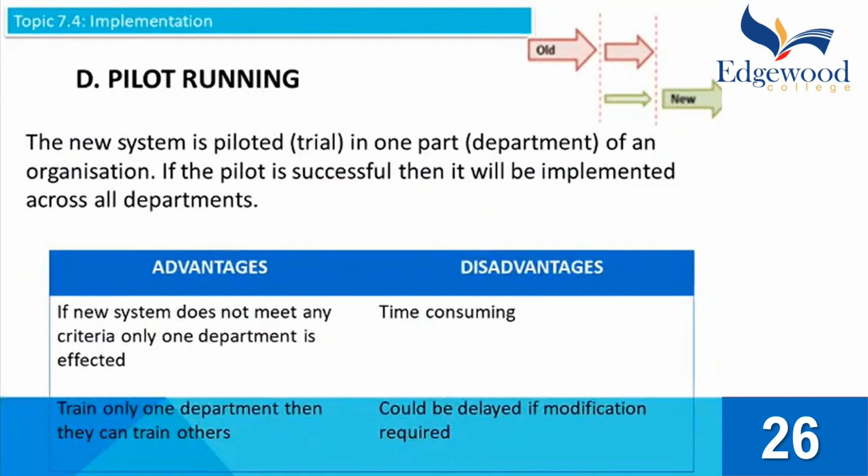For organizations that have branches, it is a very, very easy method because you could just do it in one branch, and then you can get those staff to train other people. The disadvantage could be that it is time consuming. And it is time consuming because you get to train not just one department, but data in that department also is entered. The data also, if there's any issue in that particular department, then there's not going to be any form of operation. So it is actually time consuming. It could be delayed if modifications are required. Okay.